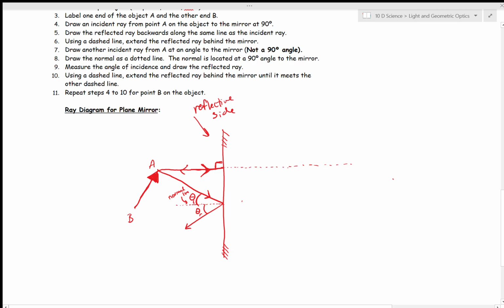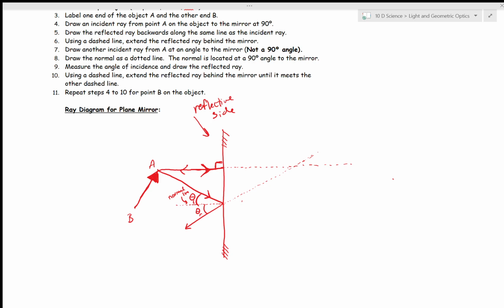Now, the last part that we're going to get at is taking the reflected ray that we've just drawn, so this one right here, and reflecting or drawing a dashed line backwards into the mirror. Now, of course, this will work out a lot better for you because you're going to be using a ruler. But anyways, I'm freehanding it. Now, the real question is, why did we do that?